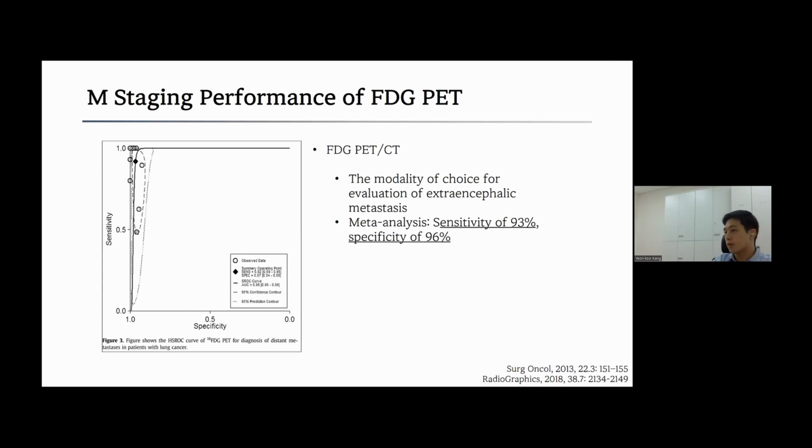In M staging of lung cancer, FDG-PET is well accepted as the modality of choice for evaluation of distant metastasis, except for brain metastasis. By a meta-analysis, patient-level sensitivity and specificity for distant metastasis diagnosis are reported to be 93% and 96%.